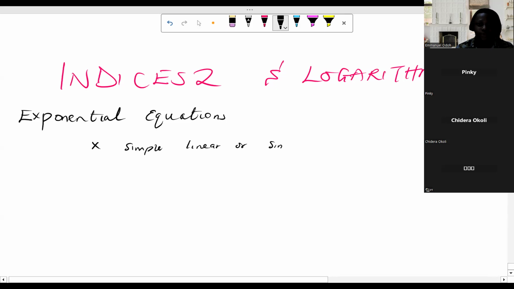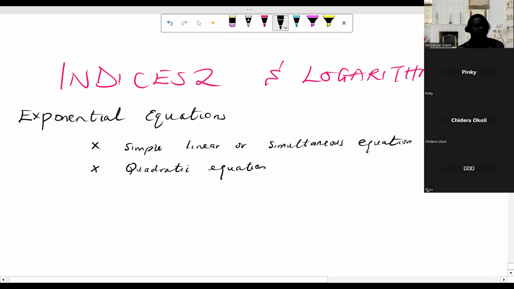Or simultaneous equations. So under this topic, you should be expected to use your knowledge of simple linear equations or simultaneous equations. You may also see questions that test your understanding of quadratic equations. So the equations you may form may be simple linear, simultaneous, or quadratic, depending on the problem. Prepare your mind for that.